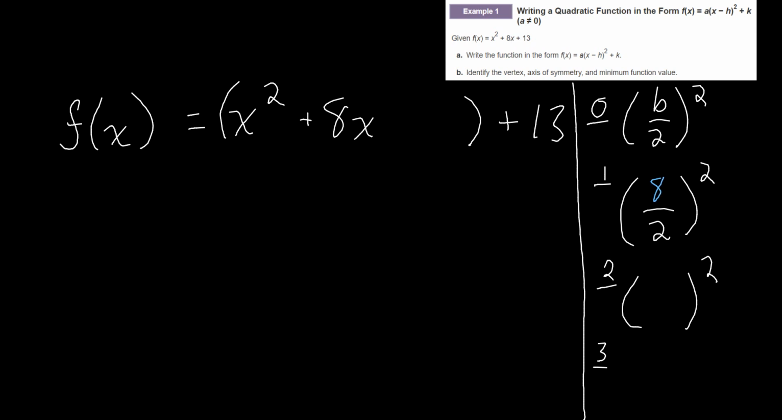8 divided by 2 is 4. And 4 squared is 16. Okay, so what I'm going to do is put a plus 16 right there. Right? So where does the cleverness come in? Well, I basically just added 16 to my function, didn't I?